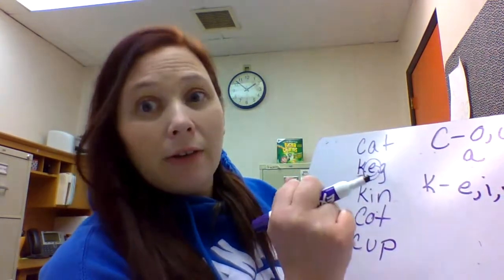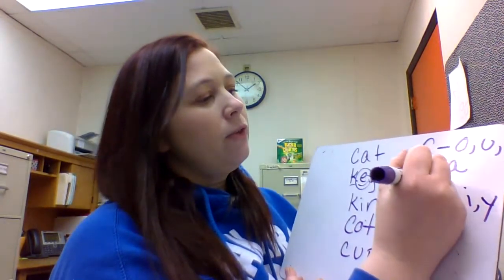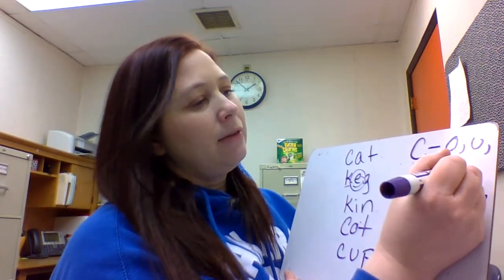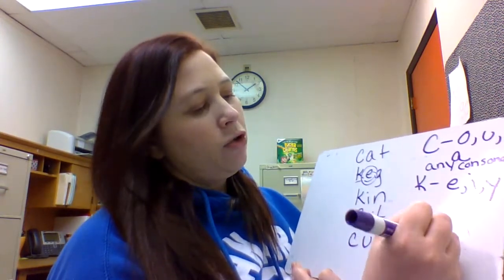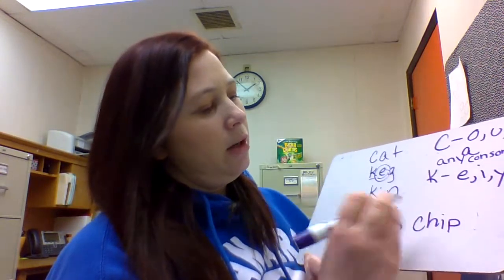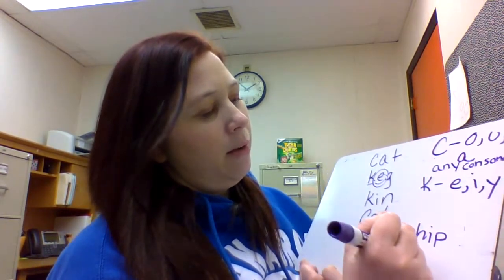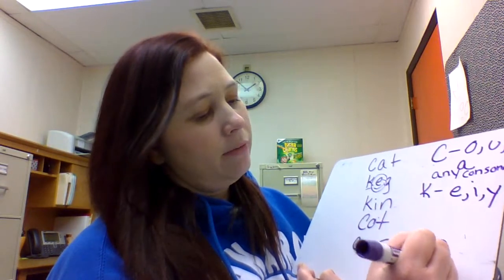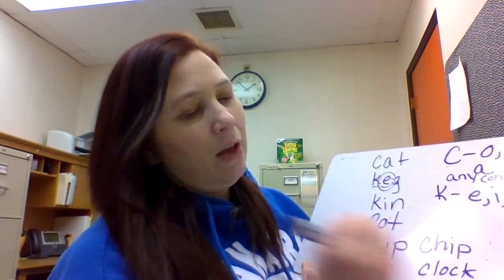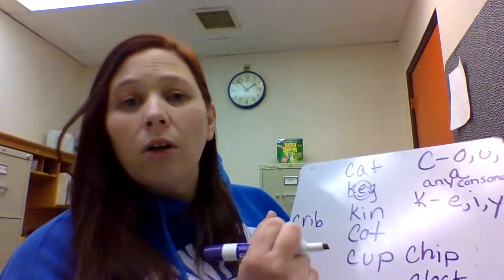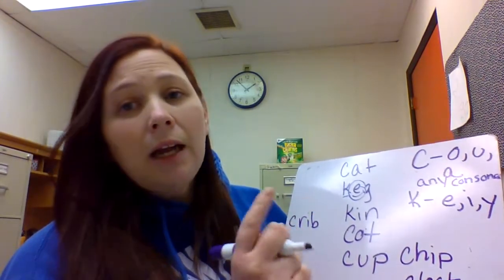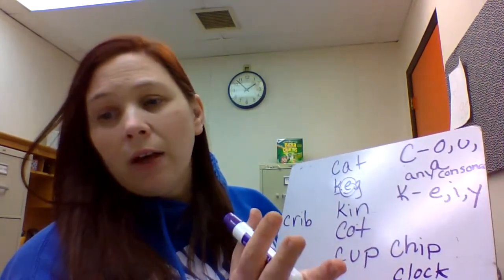Now, what about if it's a consonant? Well, for C, we're going to do any consonant. So we have the word chip, and we do a C. The word clock, we have an L, so we'd use a C. Crib, we have an R, so we'd use a C. So basically we're only starting a word with a K if E, I, or Y comes after it. Everything else is going to be a C.